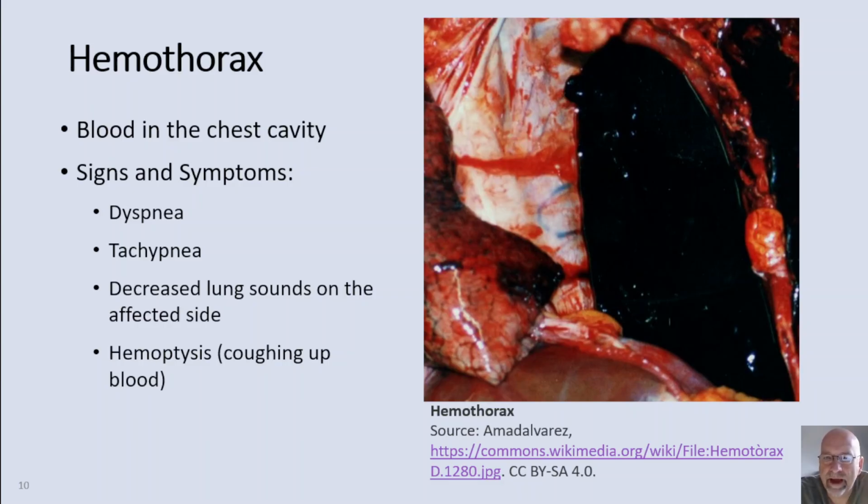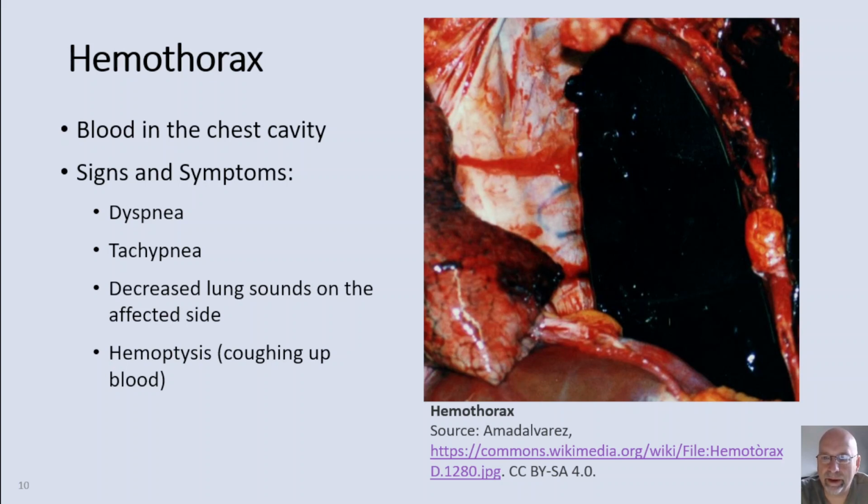The blood in the chest cavity will compress the lung and prevent it from expanding, much like air from a pneumothorax would. The resulting blood loss into the chest cavity can result in profound shock. Signs and symptoms include respiratory distress, absent breath sounds on the affected side, and hemoptysis, or coughing up bloody, frothy sputum. In this image, we see a post-mortem view of coagulated blood in the chest cavity.